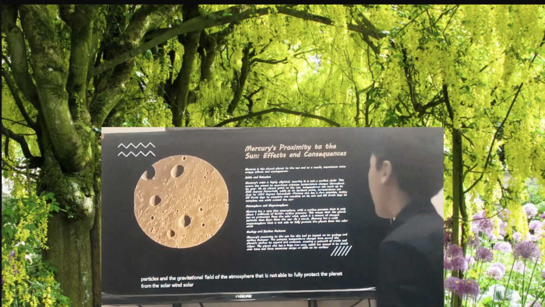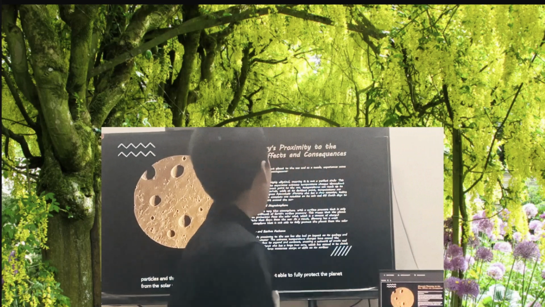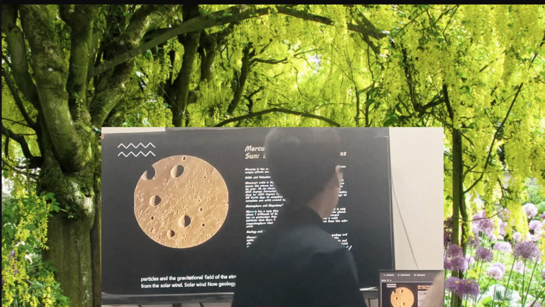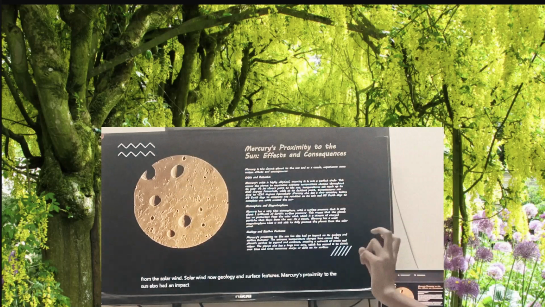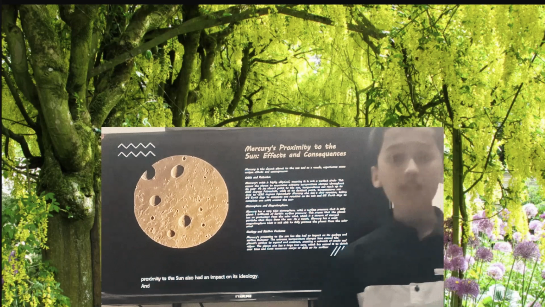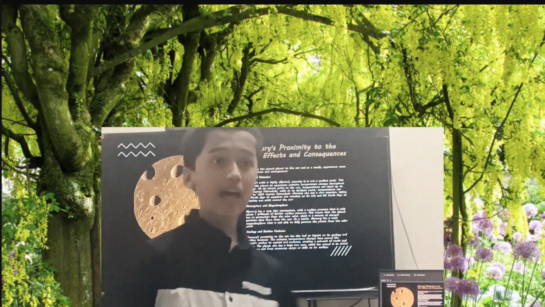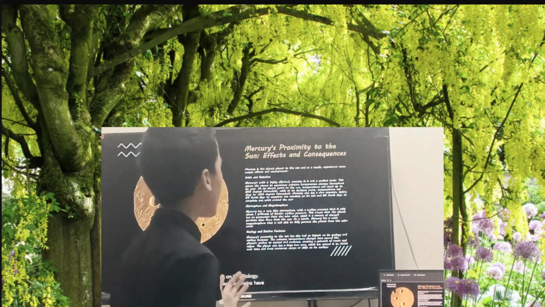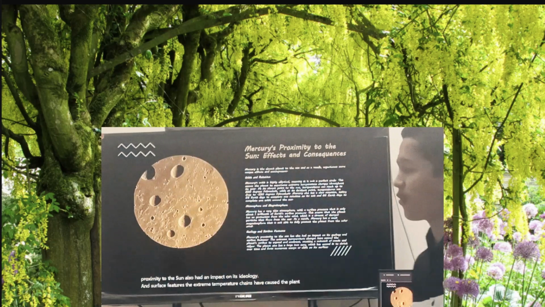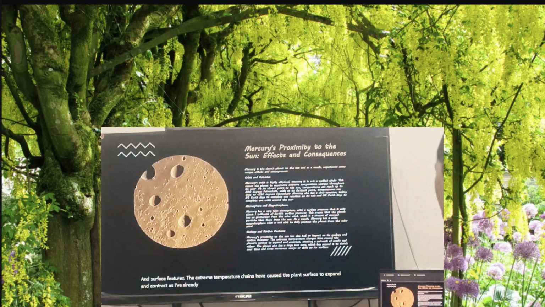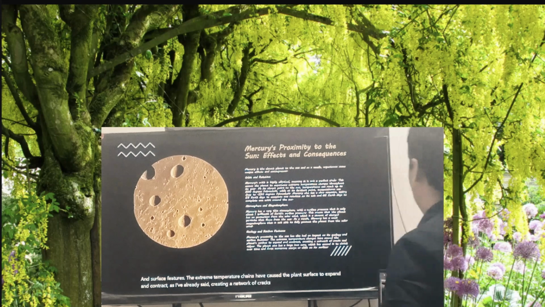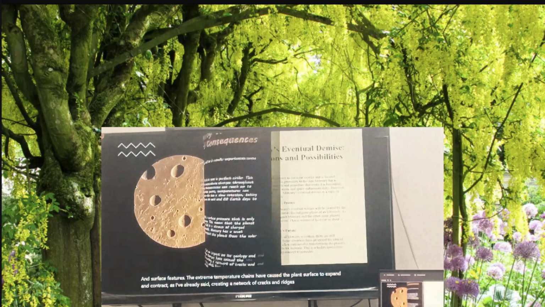Now, geology and surface features. Mercury's proximity to the Sun also had an impact on its geology and surface features. The extreme temperature changes have caused the planet's surface to expand and contract, as I've already said, creating a network of cracks and ridges. Now, move on to the next.